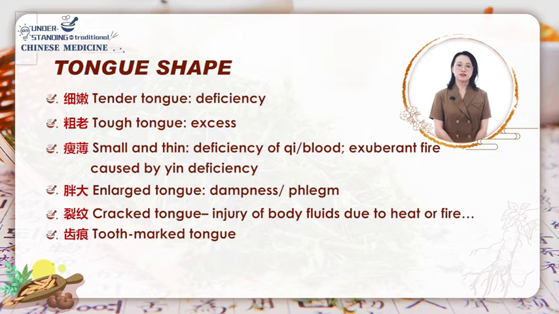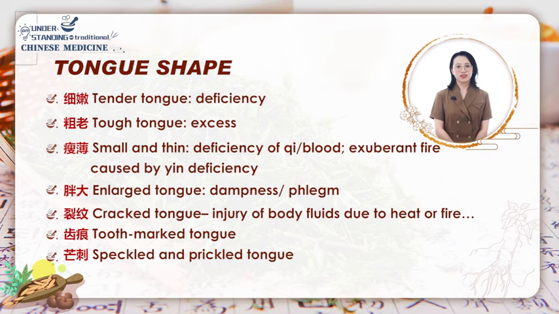The tooth marks are easily found at the edges of an enlarged tongue, which indicates deficiency in the spleen and excessive water dampness. The last one, the spotted and pricked tongue, usually suggests yang heat in the organs or excessive heat in the blood level.